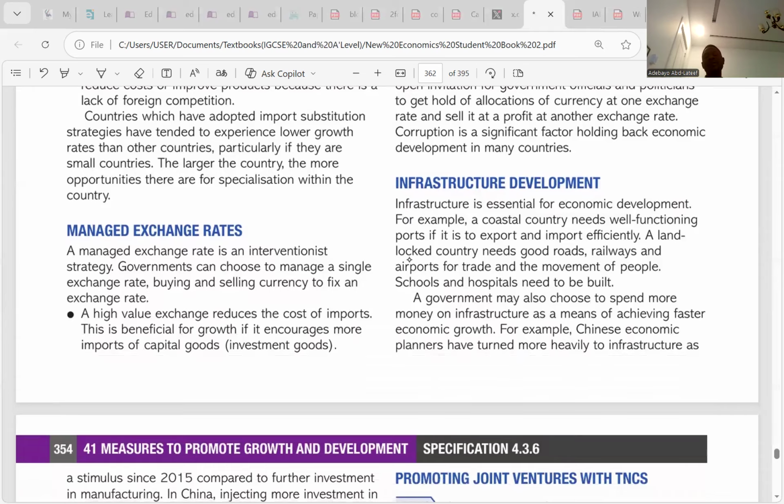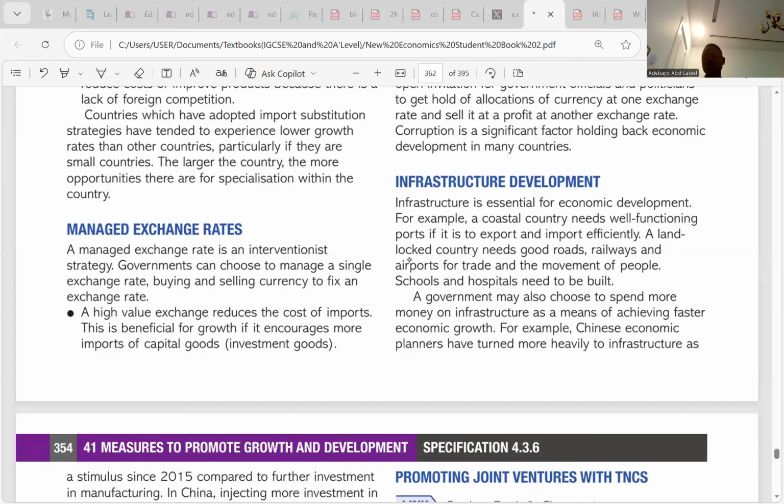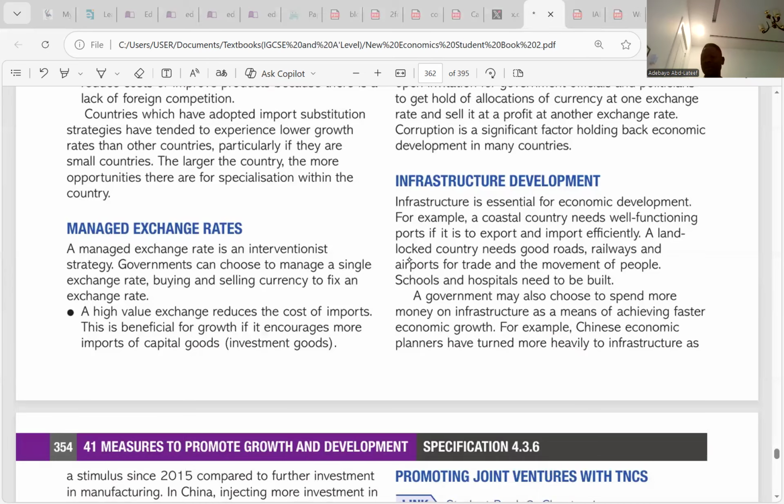Another method that can be used when it comes to interventionist strategies for economic growth and development is infrastructure development.